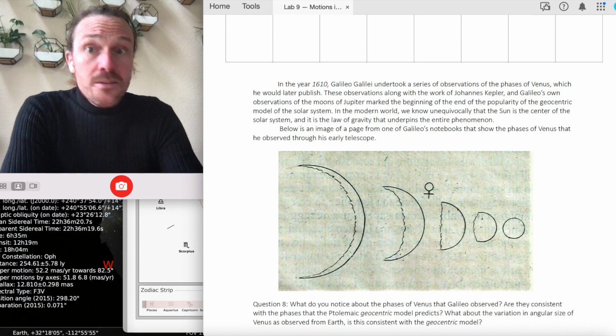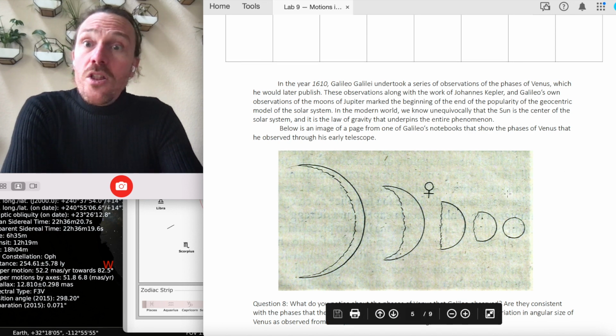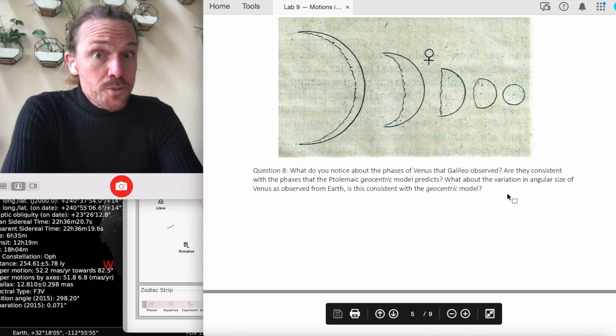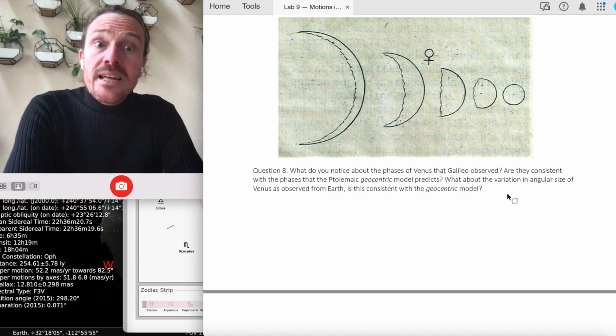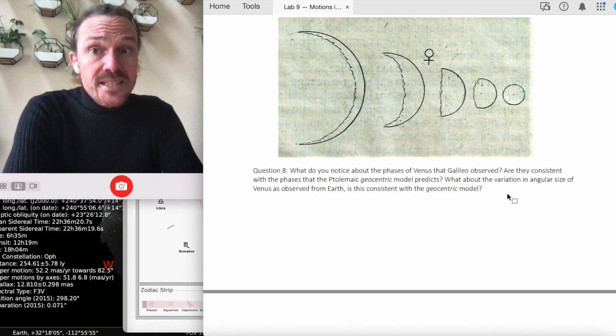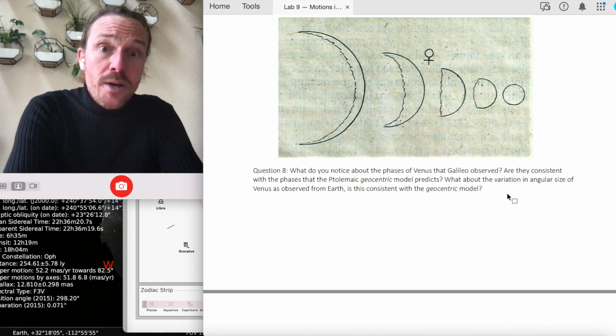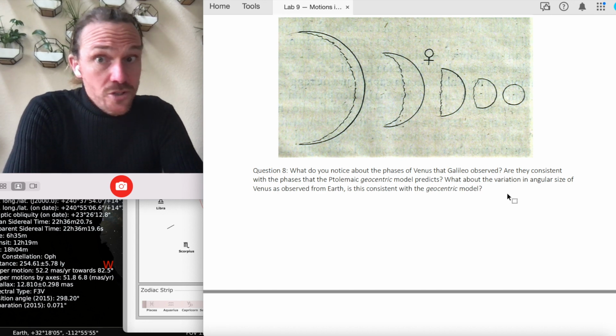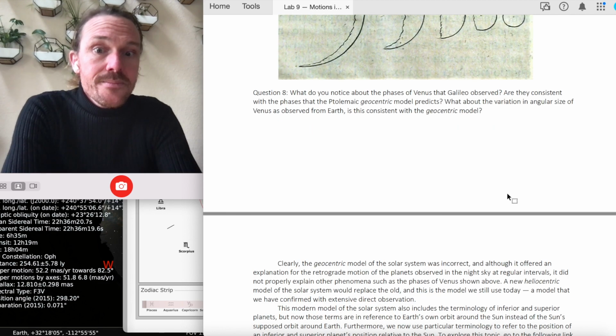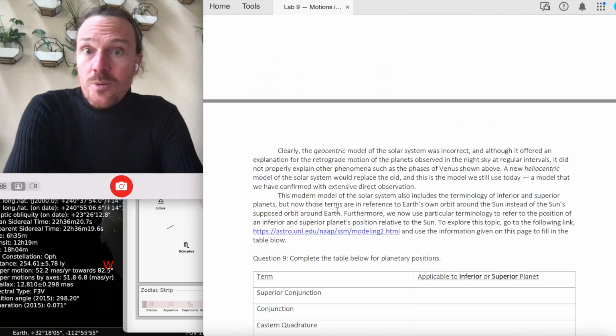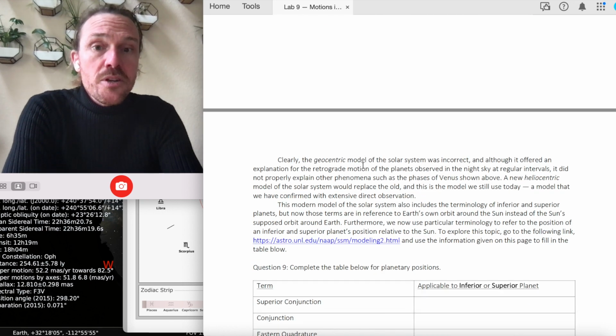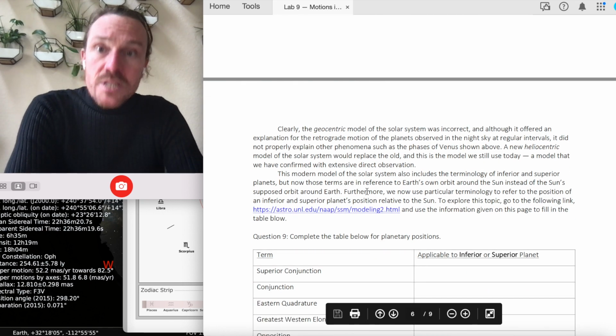You can see that we're seeing phases, not all of which you would be able to see with the Ptolemaic model. What do you notice about the phases of Venus that Galileo observed? Are they consistent with the phases that the Ptolemaic geocentric model predicts? There will be an inconsistency if you correctly filled out the table above, which would be question 7. I'm telling you they're not, but you need to explain why. I kind of give it away here, but it's your explanation I'll be looking for. Clearly, the geocentric model of the solar system was incorrect.